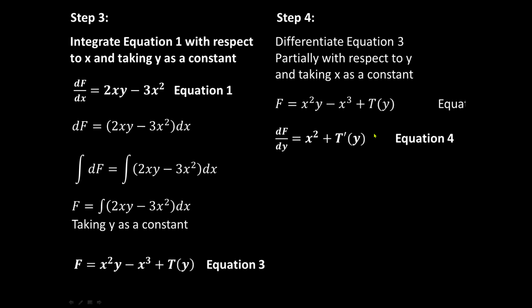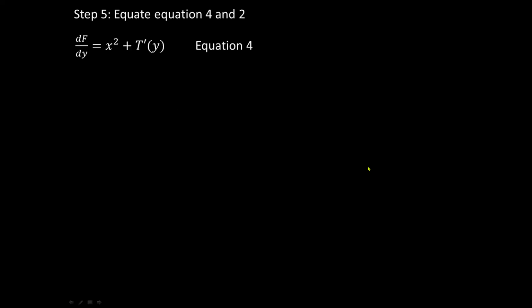Yes, sir. With respect to y tayo. So, mawawala yung y sa x or y. And then, magiging 0 naman ang x cube kasi taking x as a constant. And then, ang t of y is magiging t prime of y. Ang f is magiging df over dy. So, that is our equation 4. And step 4. But how about step 5?